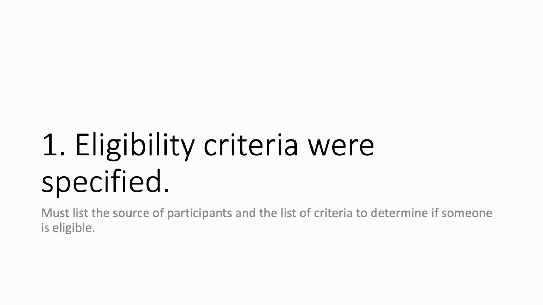Okay, item number 1 is whether or not the eligibility criteria were specified. And I'm going to spend a little bit less time introducing each criterion since we talked about it in the first part of the video, and I want to be efficient and respectful of your time. So remember that they must list the source of the participants as well as the criteria to determine if someone is eligible, and that usually comes in the form of inclusion and exclusion criteria, whether it's listed in the text or a part of a table.